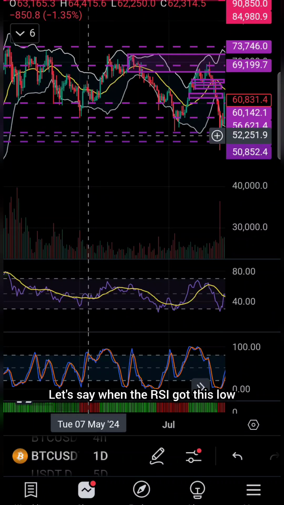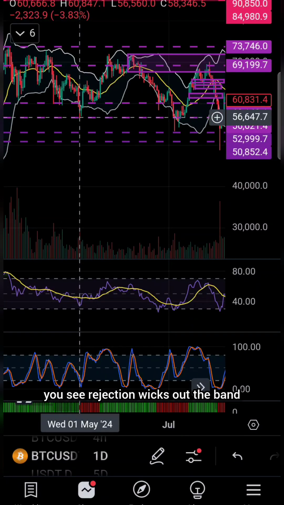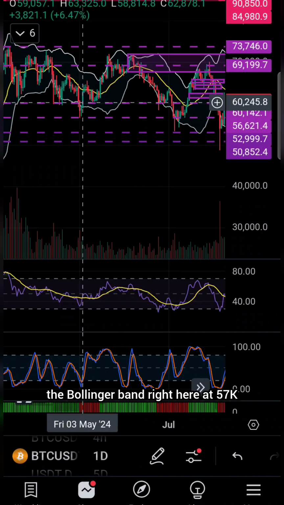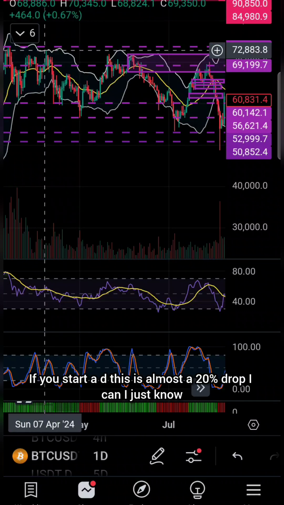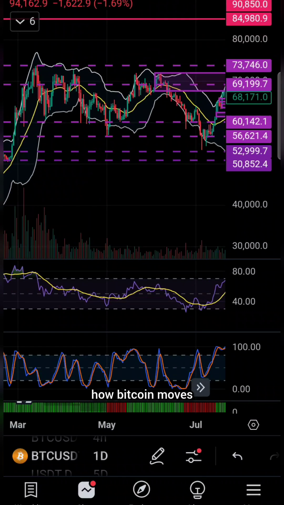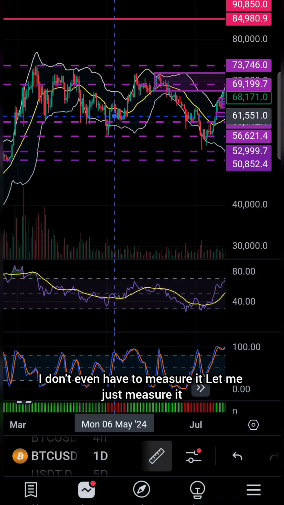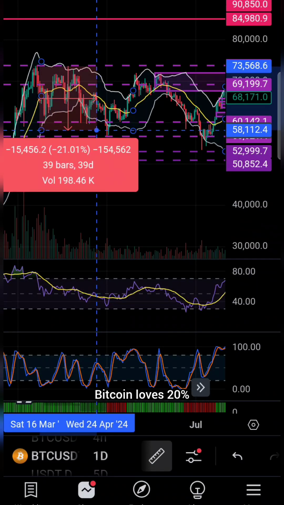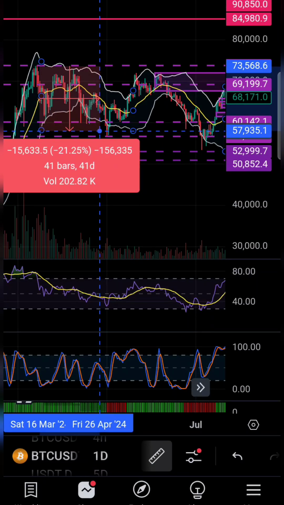Let's say when the RSI got this low, you see rejection wicks out the Bollinger Band right here at 57K where my cursor is. This is almost a 20% drop. I just know how Bitcoin moves. I don't even have to measure it. Let me just measure it since we're here. Look, Bitcoin loves 20% corrections. It just loves it. Absolutely loves it.